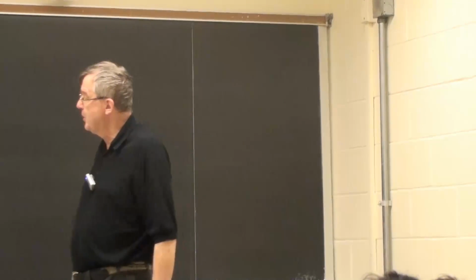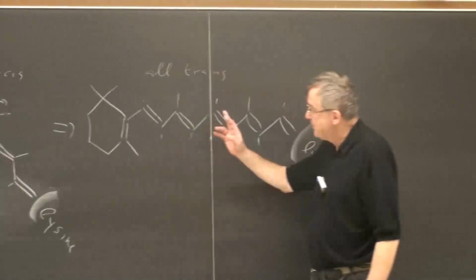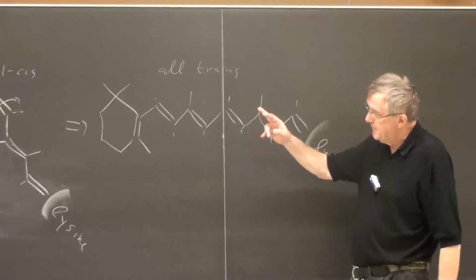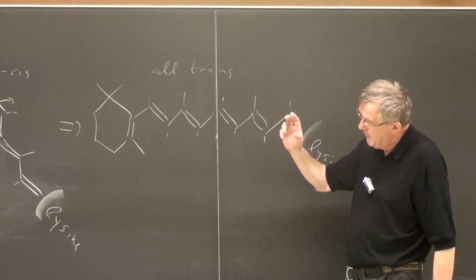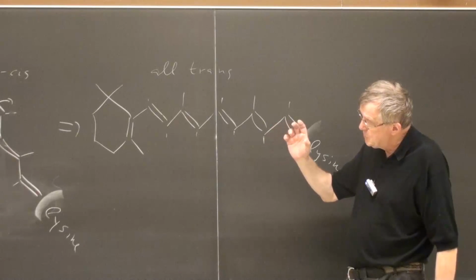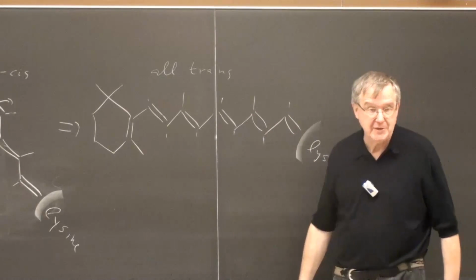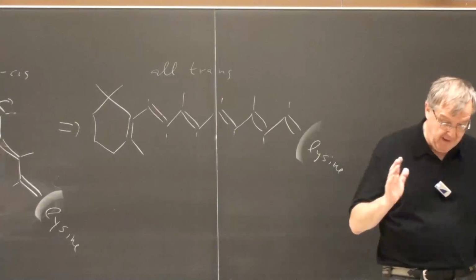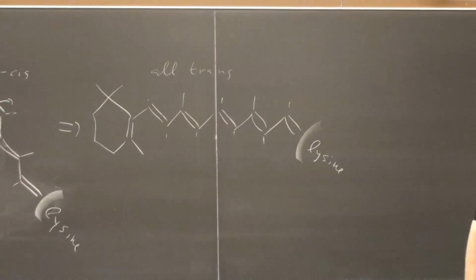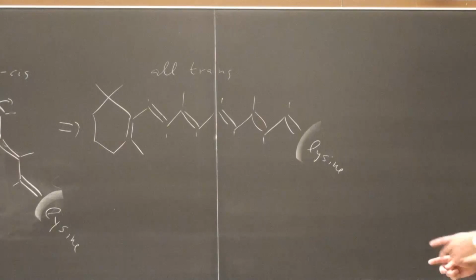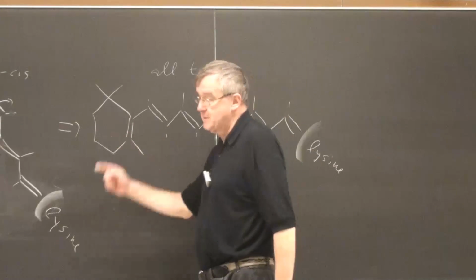But in this case, you have a molecule where the protein is not very selective for the bond that's isomerizing. So there, to the surprise of the people, you can have all kinds of isomerization. We have in the eye only this isomerization.